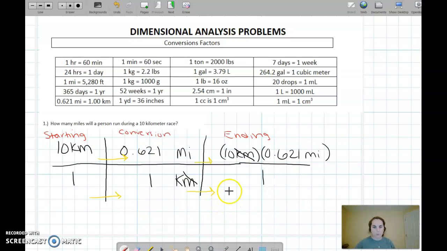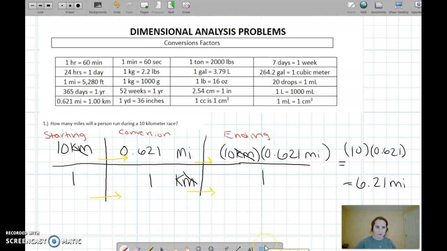Why do I only get 1? Because my kilometers canceled with my kilometers. My miles are left, but that's at the top. So it's just 1 times 1, and that's equal to 1. So 10 times 0.621 is equal to 6.21 miles.